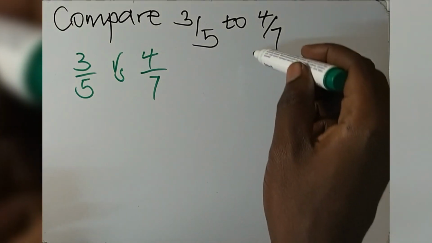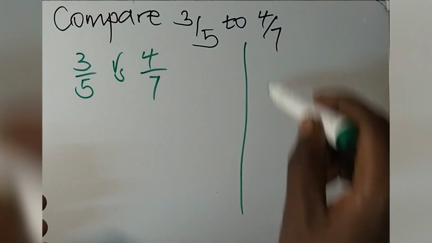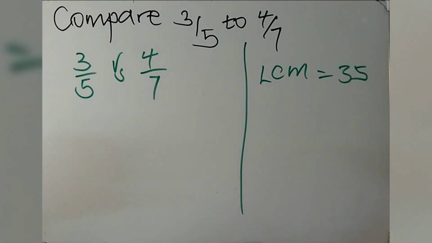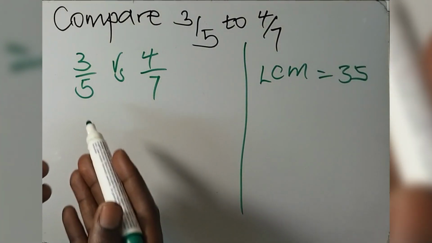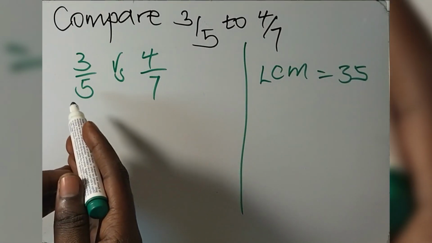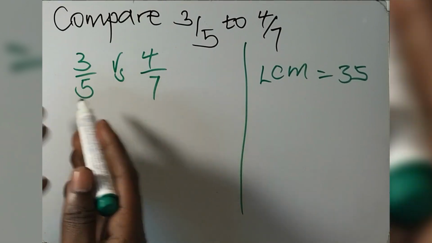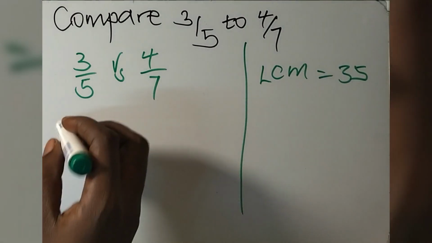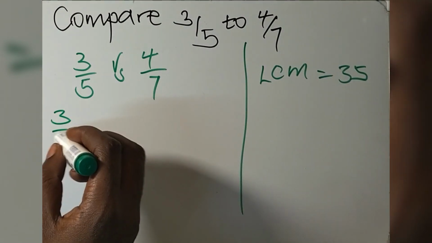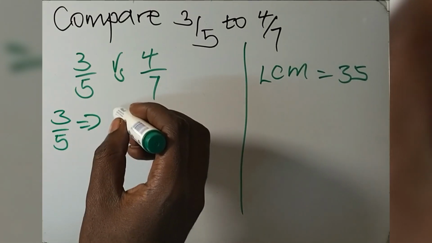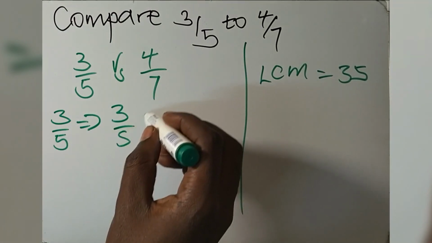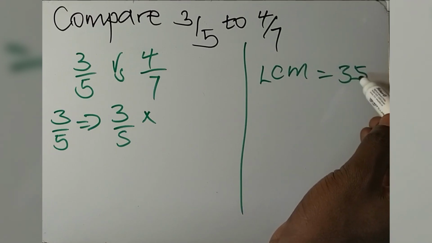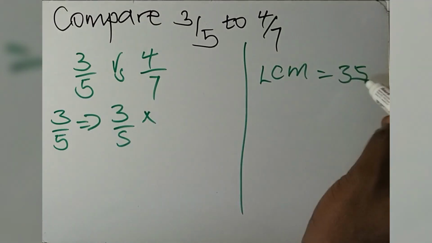So our LCM will be 35. Now we have to make these fractions have the same denominators. How are we going to change them? Let's say 3 over 5. 5 goes to 35, 7 times. 35 is the LCM.